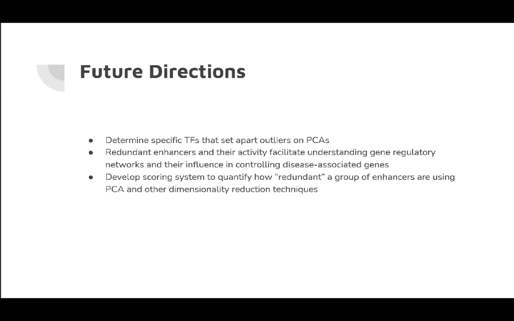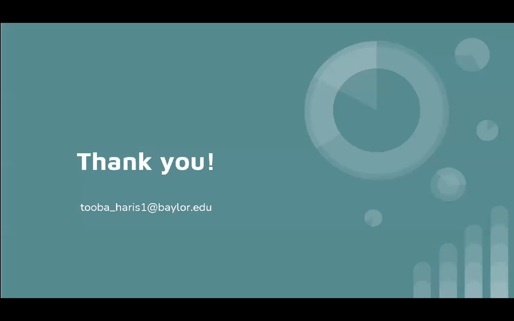So for future directions, we want to determine specific transcription factors that set apart the outliers in our PCAs. And then we also know that redundant enhancers and their activities facilitate the understanding of gene regulatory networks, and they are influential in controlling disease-associated genes. Furthermore, we want to develop another scoring system to quantify how redundant a group of enhancers are using PCA and other dimensionality reduction techniques. Thank you.